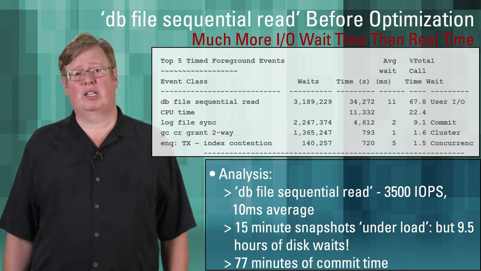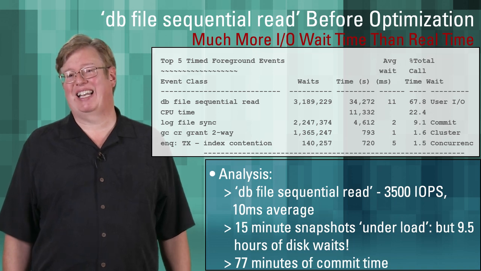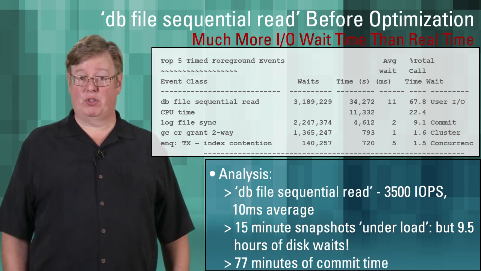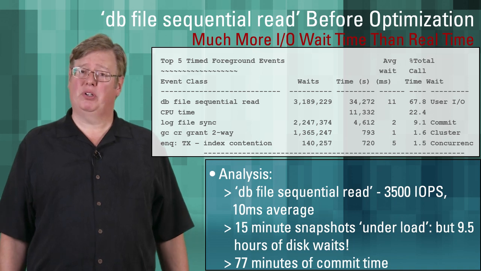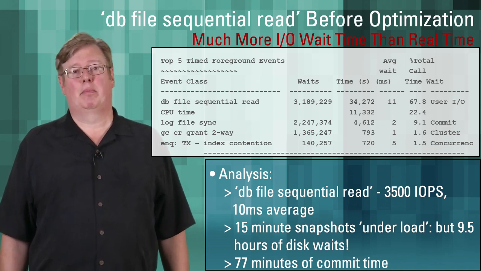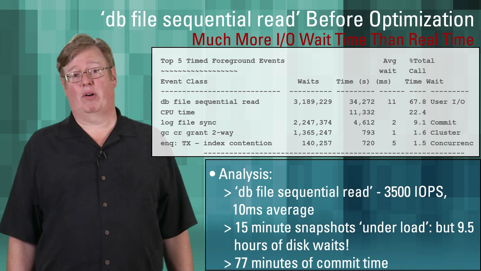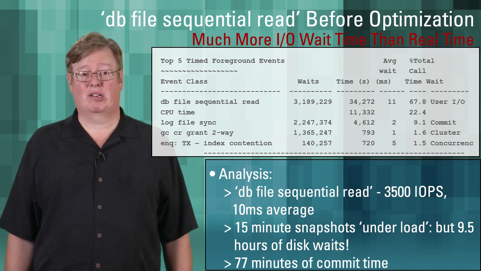And look at the times here. It says the average wait is about 11 milliseconds. And for those of you who know storage systems, that's a pretty good time. That's not bad. It's not great, but it's not like 100 milliseconds. So on average 11, and it's really slowing us down.